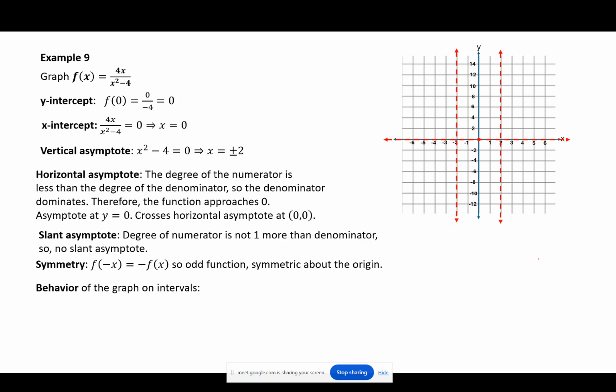So we're going to go from -infinity up to -2. That's going to be one interval that we're going to do. So we can test -3. If we put -3 into this function, we get -12/5. That's negative. So that means that the function is negative as you go from -infinity up to -2.